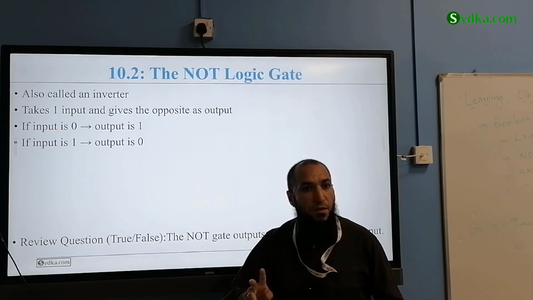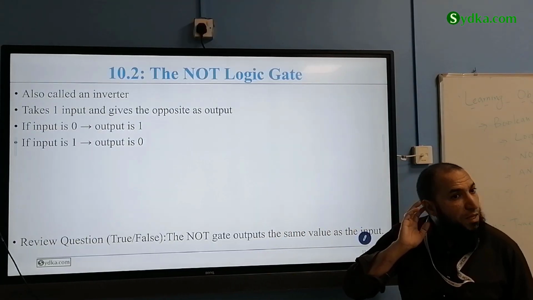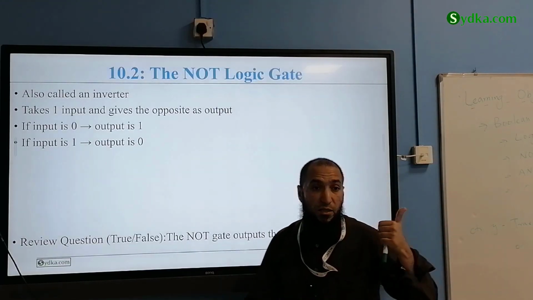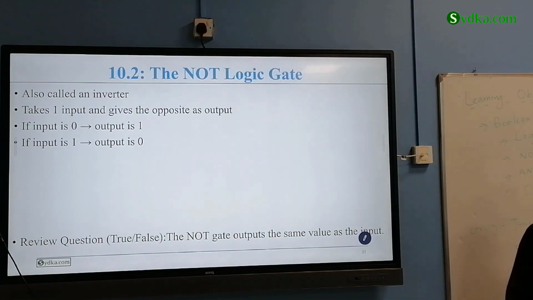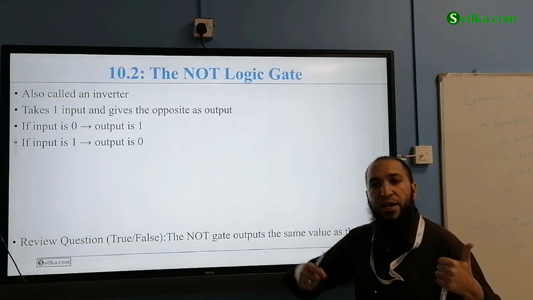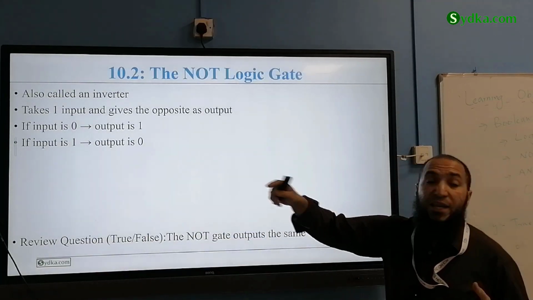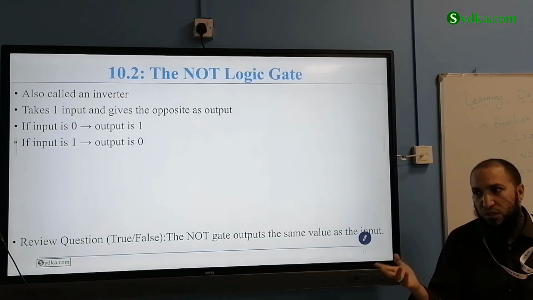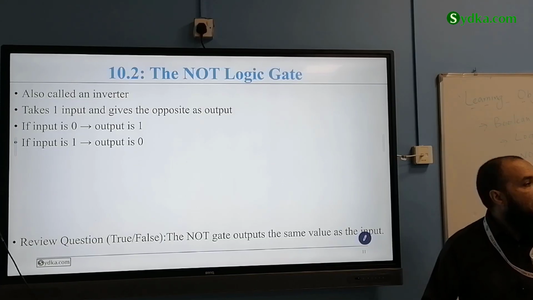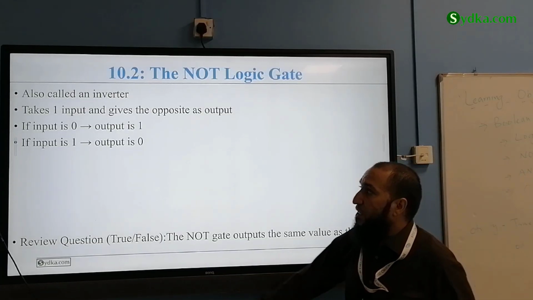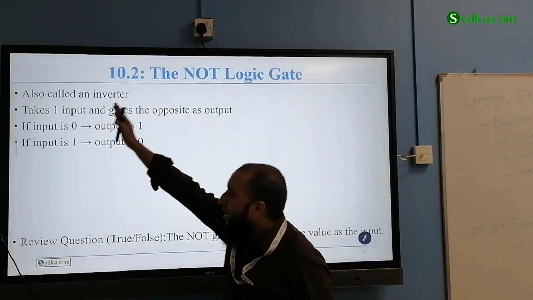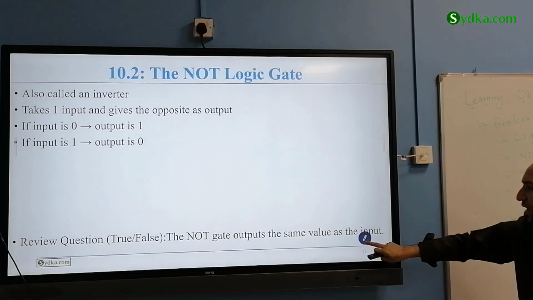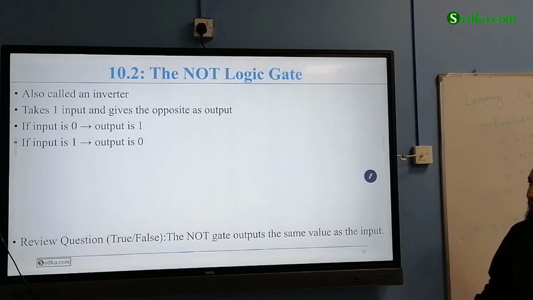So remember, the property of a NOT gate is it always takes one input and gives one output, and it inverts whatever you give it. So basically, of the two options, 0 and 1, true or false, on and off, it's going to invert that. If input is 0, output is 1, and if input is 1, output is 0. Okay, the NOT gate outputs the same value as the input. False, exactly. It's easy, it's not that difficult.